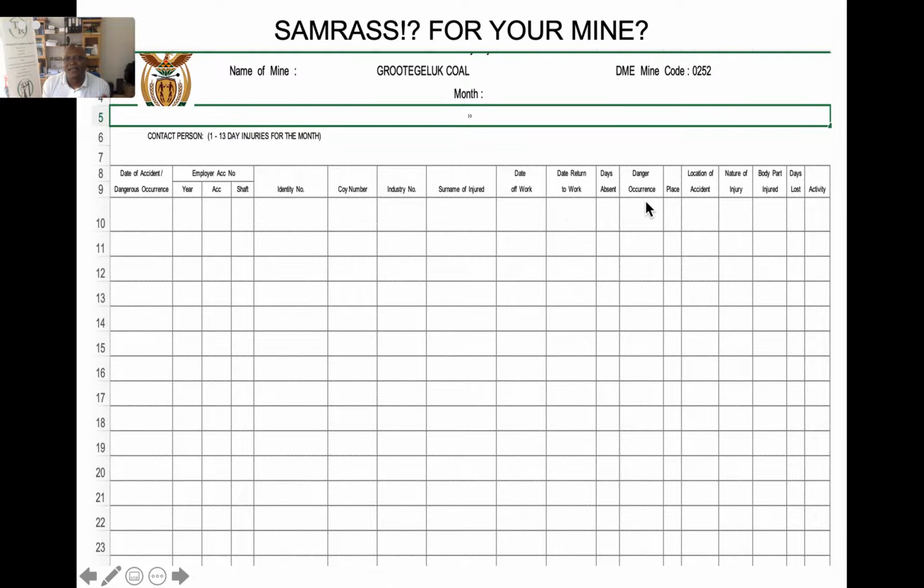Days absent, dangerous occurrence, the location of the accidents, the nature of the accidents, the body part where the person was injured, the number of days that were lost, and what activity was being performed. So you can see this is a set of criteria that you must fill in. This one row under these columns will give you information. The administrators know they capture information for one particular accident here. And the next one comes in.